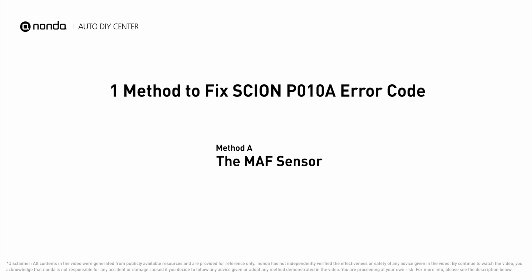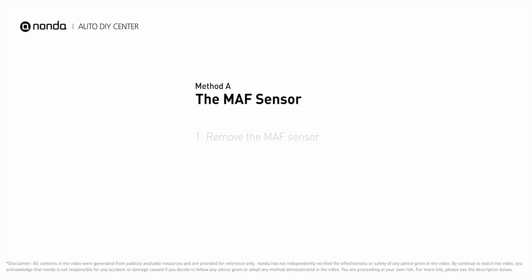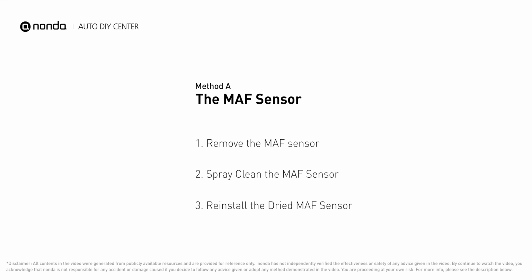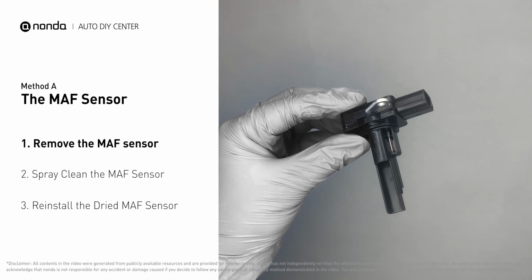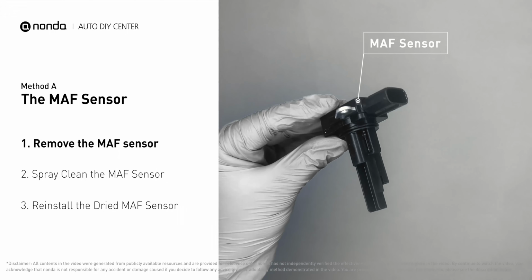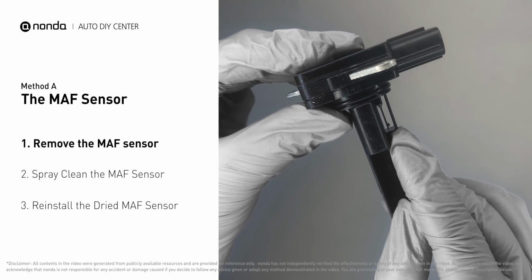Here are one of the most practical solutions to fix Scion's P010A error code. Method A, MAF Sensor. MAF sensors are located between the air filter and the throttle body. Carefully remove the MAF sensor from your car and do a quick inspection around. The wire inside often gets dirty and needs to be cleaned.